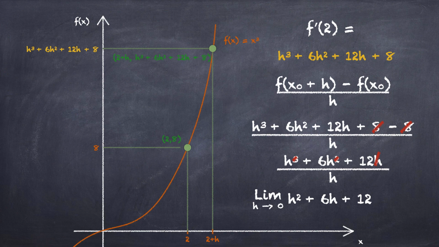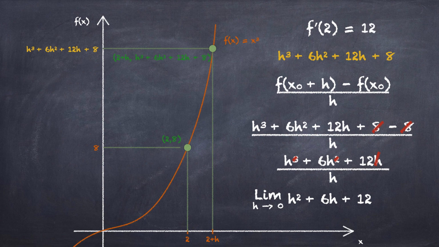Okay, so the limit as h approaches 0 of x squared plus h squared plus 6h plus 12. Sorry about that, I'm really used to saying x squared, not h squared. So if we simplify this, 0 squared is going to be 0, and 6 times 0 is going to be 0, so we're left with 12. That means f prime of 2 is going to be equal to 12.